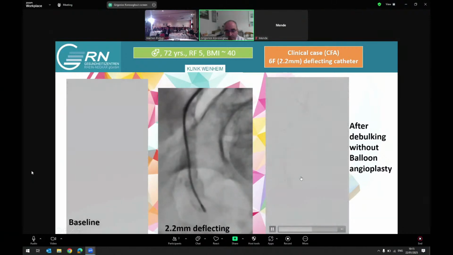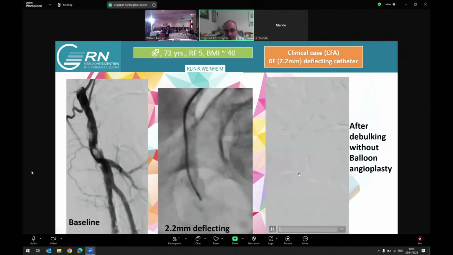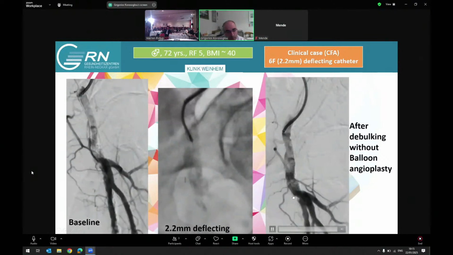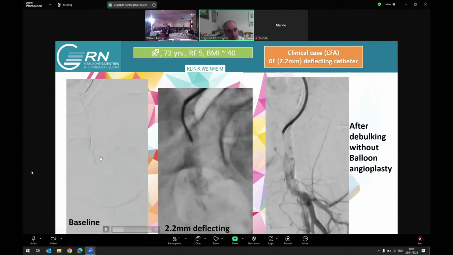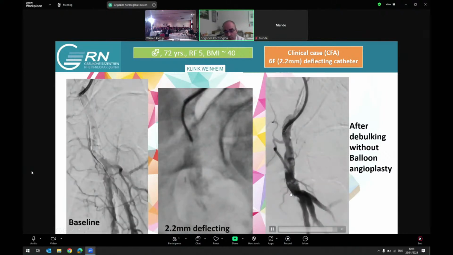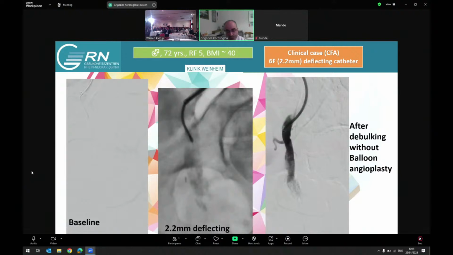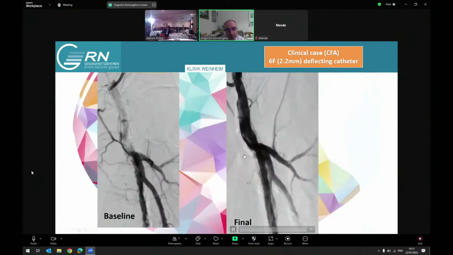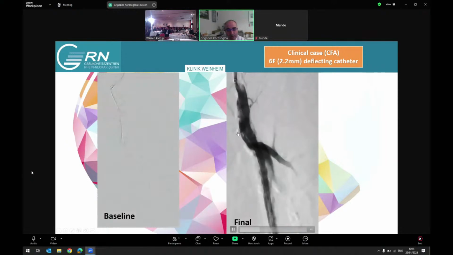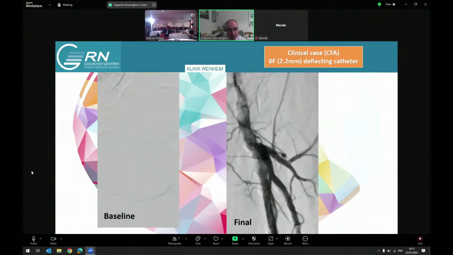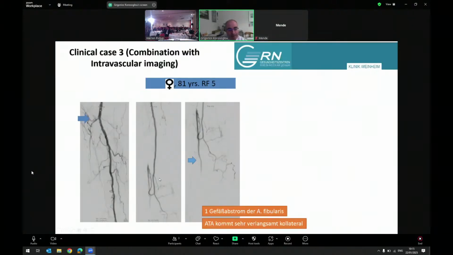So again, this is the angiography after the atherectomy procedure and without balloon angioplasty. So you can see a lumen gain, probably a reduction from a 90% stenosis to something like a 30% residual stenosis. And on the right hand again, you can see the final result after atherectomy and drug-coated balloon angioplasty in this patient. I think you also had some nice IVUS examples which have already been demonstrated.